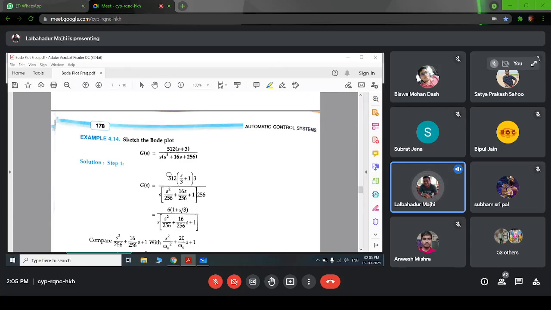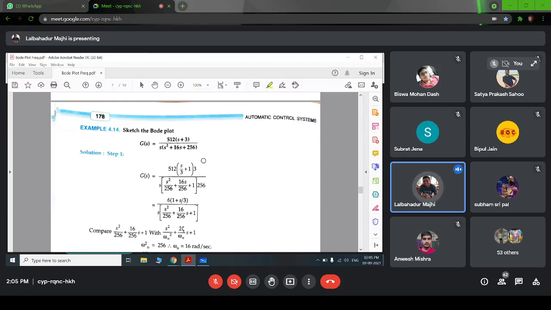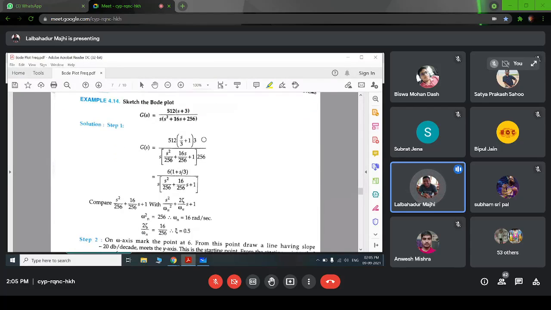To convert this into time constant form, we have to take 3 common from the numerator, and from the denominator we have to take 256 common, right? We can solve like this, and we will get in time constant form 6 into 1 plus s by 3, divided by s into s square by 256 plus 16 by 256 s plus 1. Clear? We have to convert it into the time constant form.